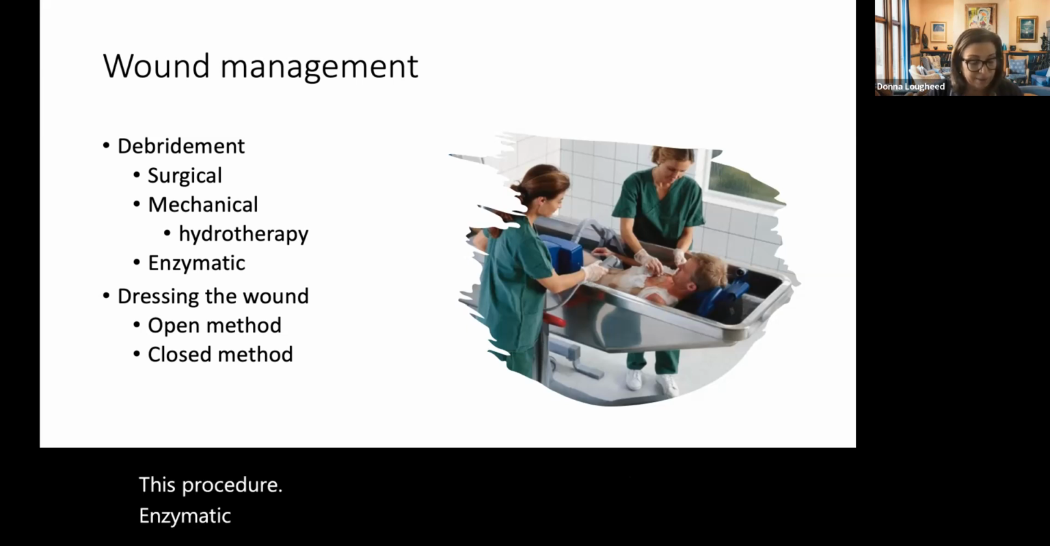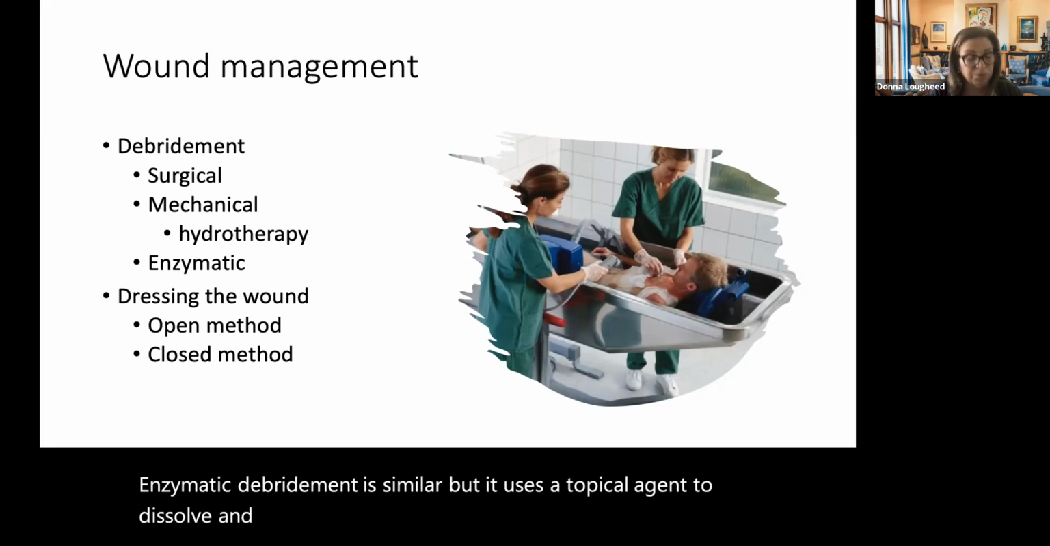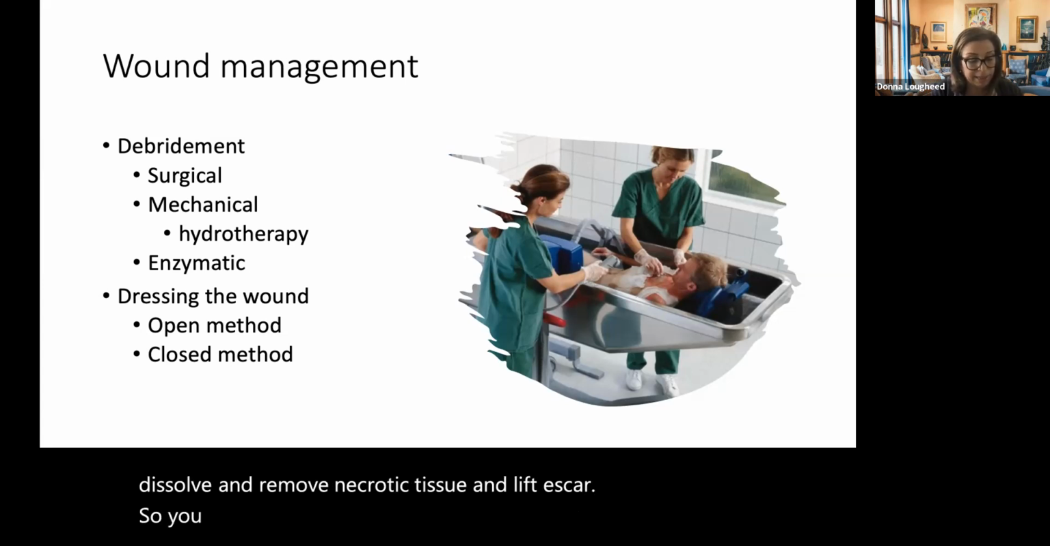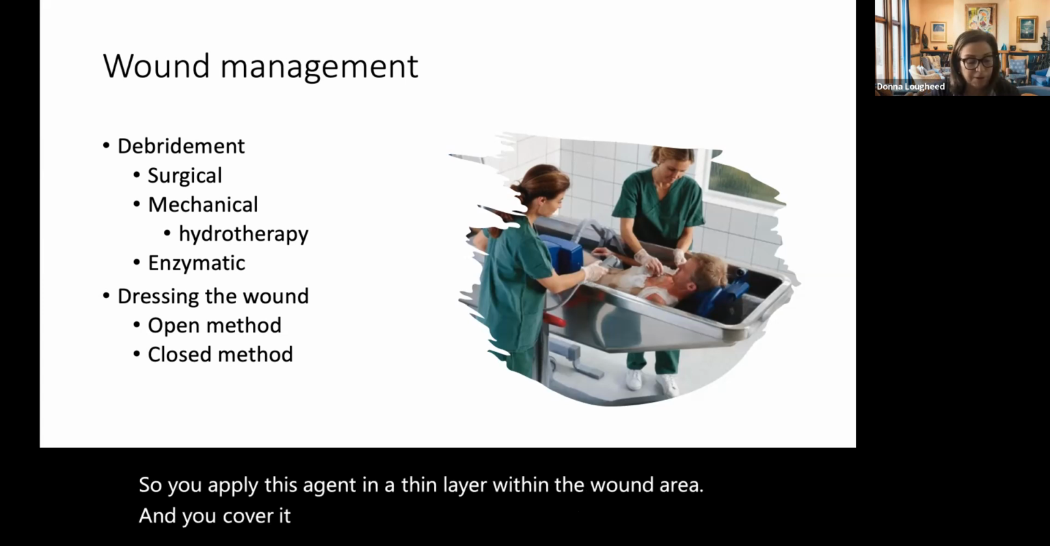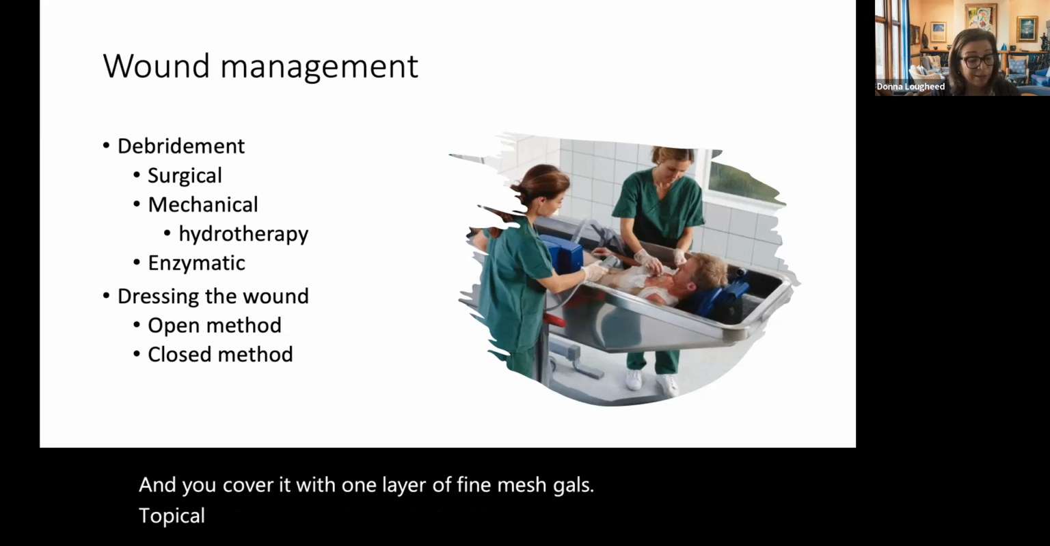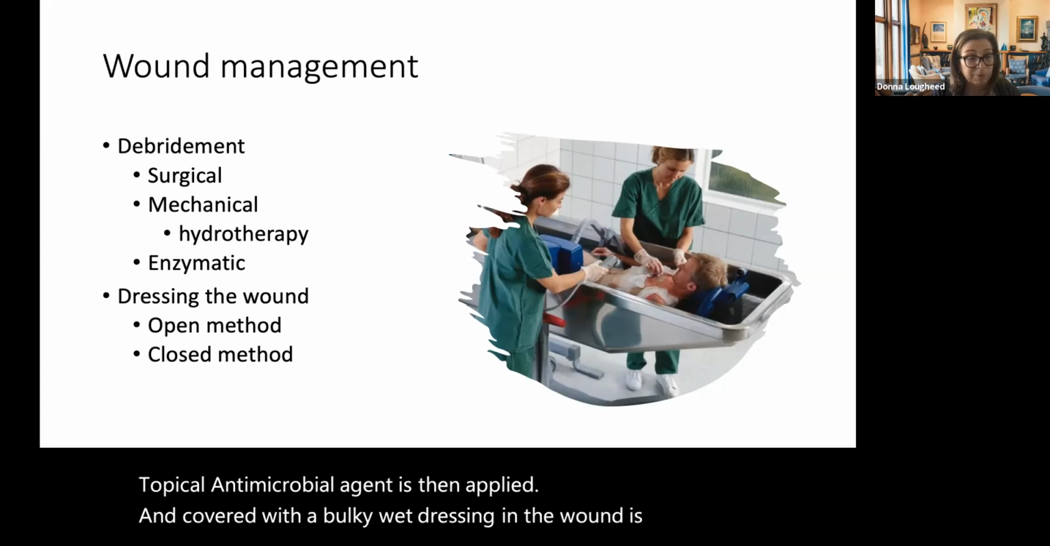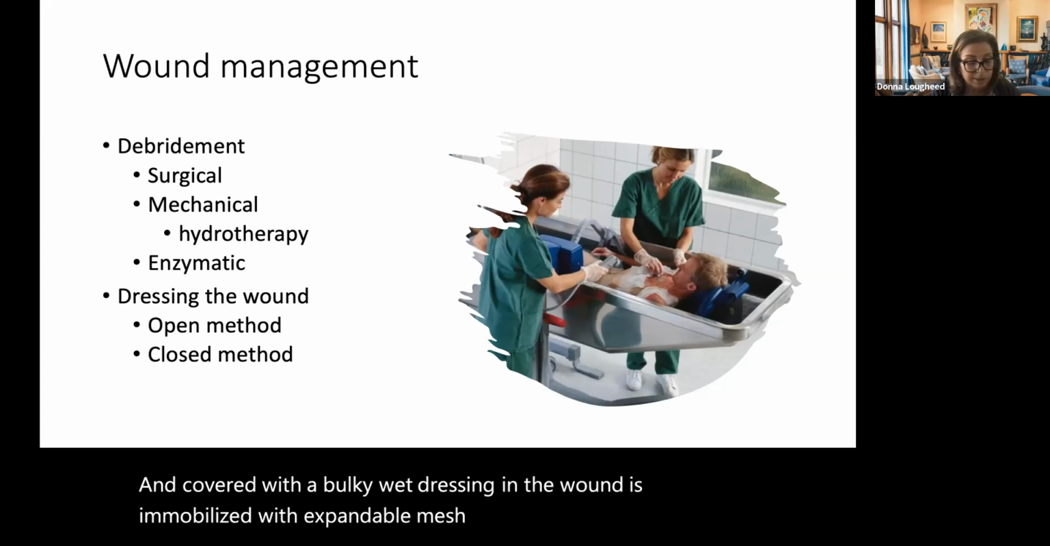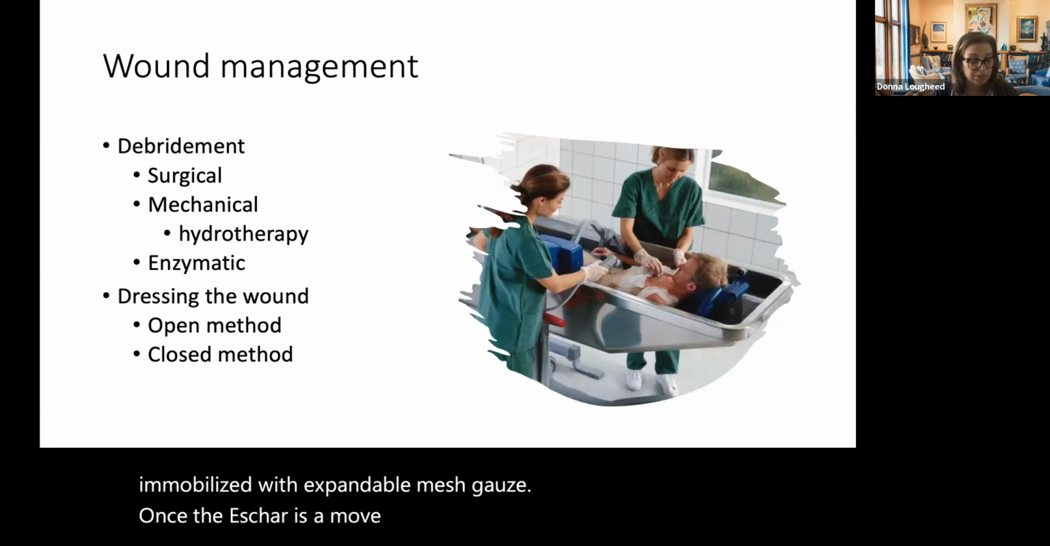Enzymatic debridement is similar, but it uses a topical agent to dissolve and remove necrotic tissue and lift eschar. So you apply this agent in a thin layer within the wound area, and you cover it with one layer of fine mesh gauze. A topical antimicrobial agent is then applied and covered with a bulky wet dressing, and the wound is immobilized with expandable mesh gauze. Once the eschar is removed and granulation tissue appears, the enzymatic agent is discontinued.